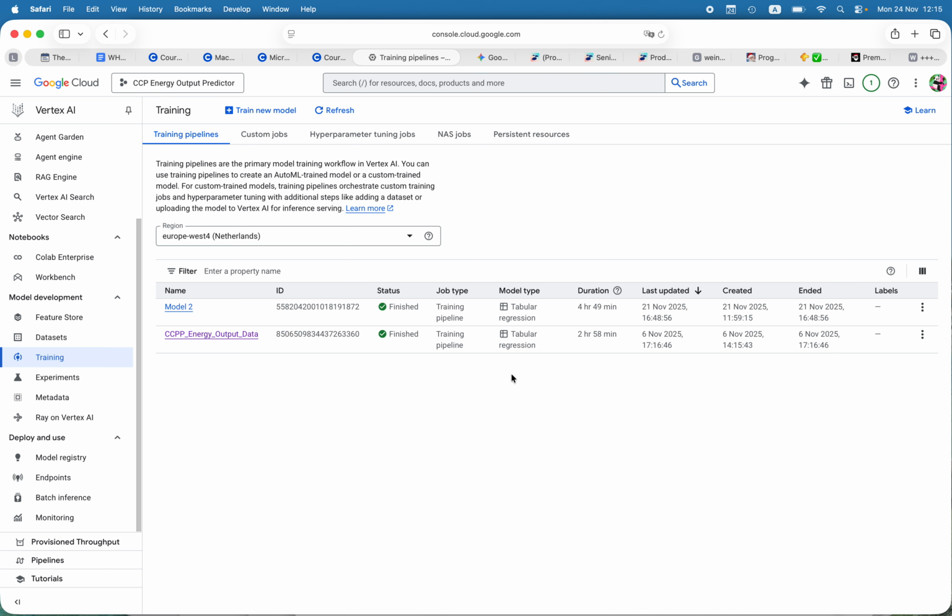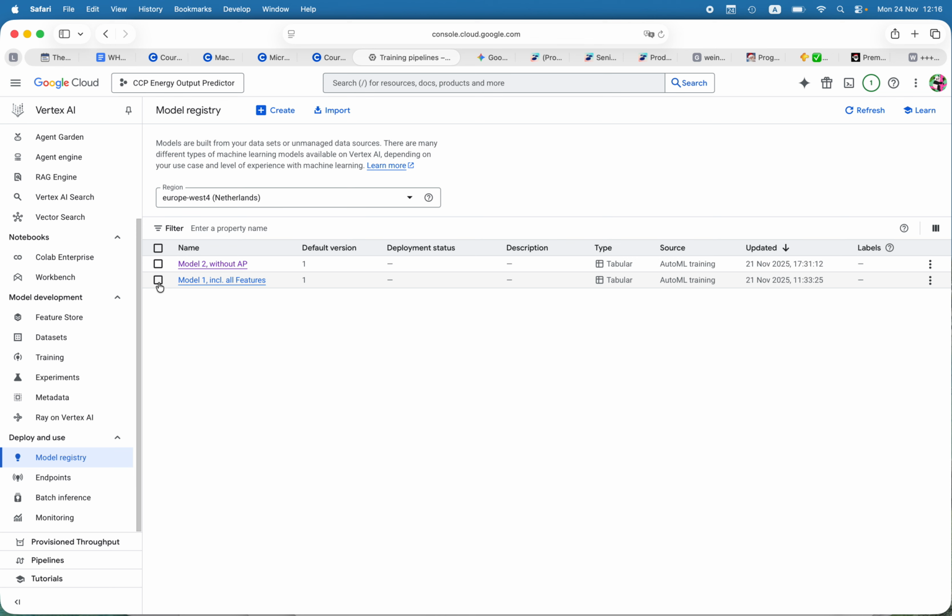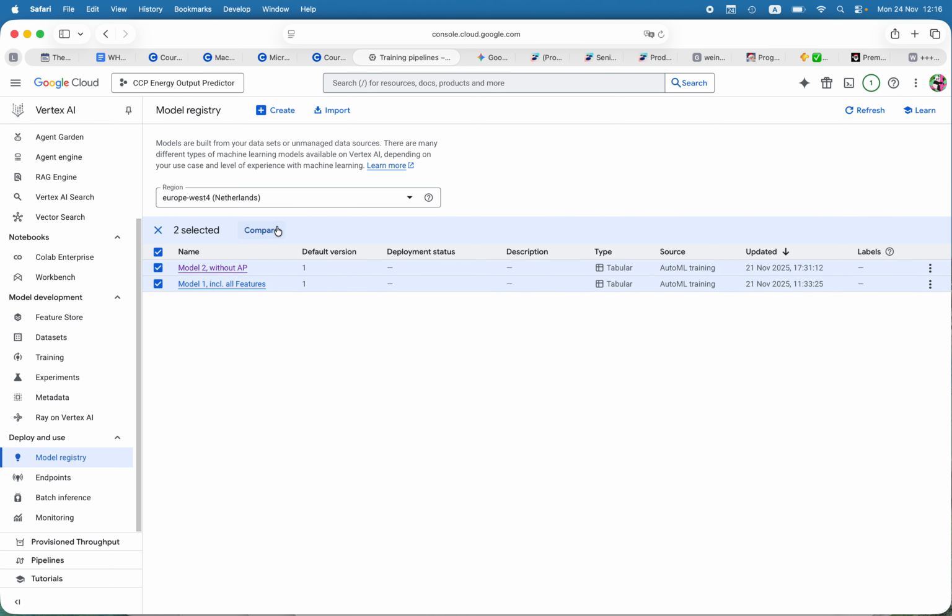So moving further, Vertex AI automatically handled the data splitting into training, validation, and test sets. Vertex AI used a fixed validation set derived from the next sequence of readings after the training data. Afterwards, I used the performance metrics generated on this fixed validation set to manually compare and select my final model. So let's go to the final models and compare them. So model 1 and model 2, compare.